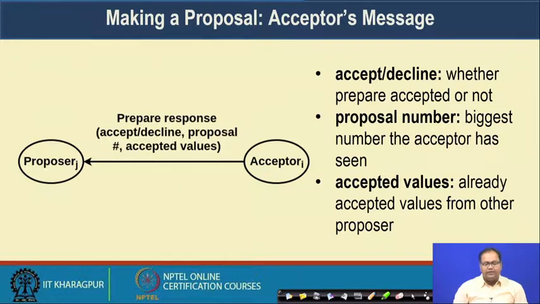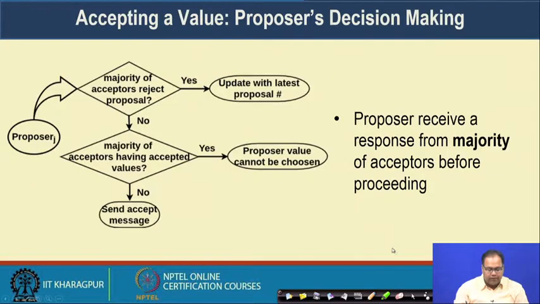Then, based on that, the acceptor prepares the response. In the response the acceptor can either accept or decline a message based on the proposal algorithm. As I have mentioned, the biggest number that the acceptor has seen till now, it puts that number in the response message, and it includes the accepted values that have been accepted from the proposer. So, these accepted values are informed to the proposer.